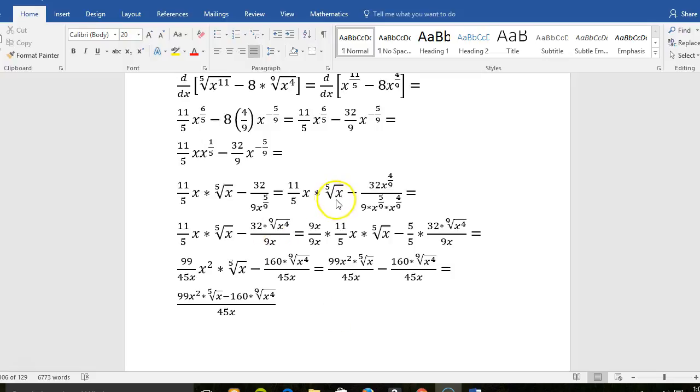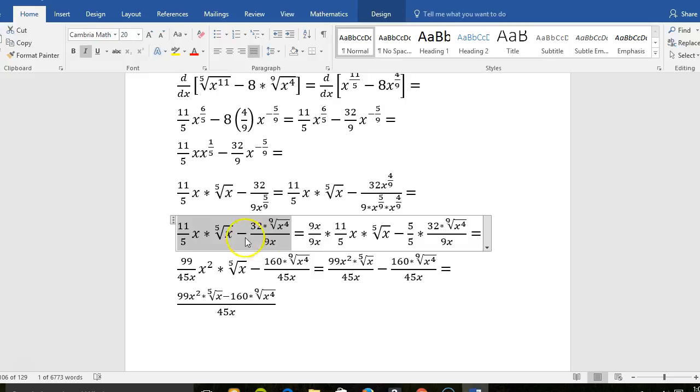Okay, last time I finished off this problem and I was done, calculus wise and pretty much algebra wise. We had finished it off and we had stopped right here, just this piece right here. We had gotten 11 fifths x times the fifth root of x, minus 32 times the ninth root of x to the fourth, all over 9x. And we're assuming throughout this problem that x is positive.